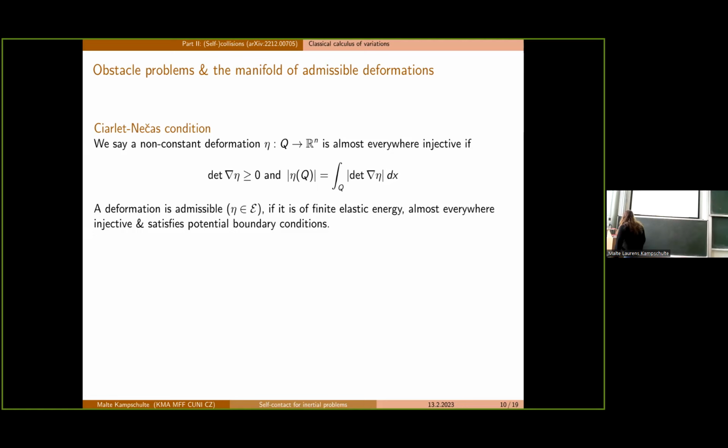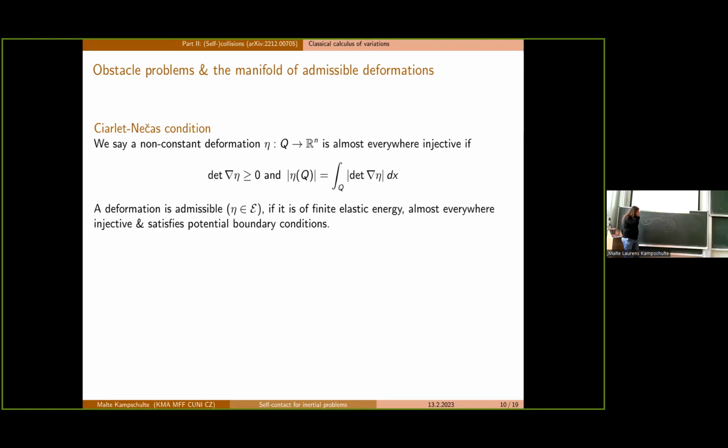What's the idea? So the idea is basically a mapping theory argument. So you say you have the reference configuration, and you draw this picture anyway, Q, and you have the deformed configuration, and you can never draw this correctly. And it might be an ugly thing like this.